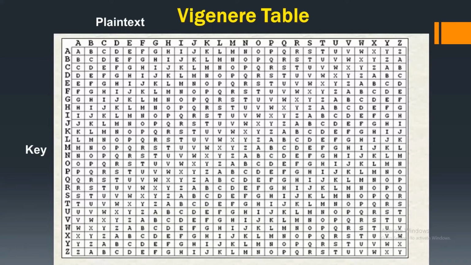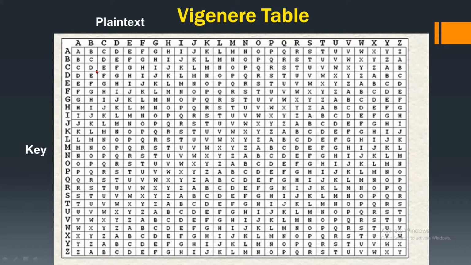This Vigenere cipher makes use of a table called the Vigenere Table. This Vigenere Table is a 26 by 26 table which has A to Z in the row header as well as in the column header. The letters A to Z in the column header represent the letters of the plain text. The letters A to Z in the row header represent the letters of the key. The first row of this table has all the 26 English letters from A to Z.